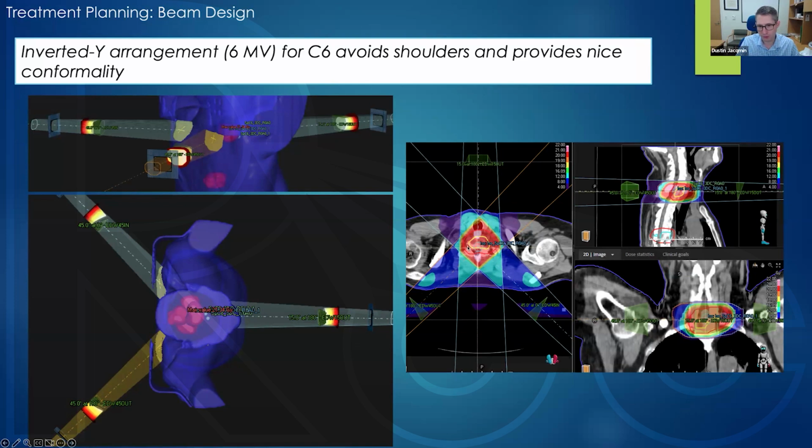So we have two posterior fields, one anterior field, and the posterior fields have these wedges to even out the dose distribution. But again, a relatively simple field arrangement for treatment of a T spine lesion. The nice thing about this is this avoids the shoulders, so we don't have to worry about the setup uncertainty associated with arm positioning here.